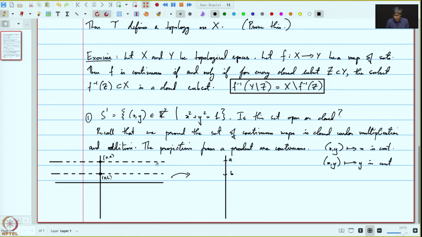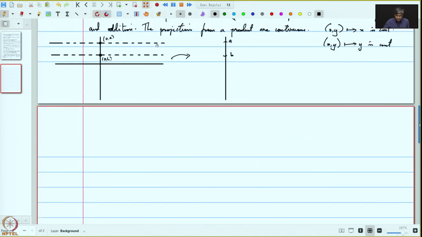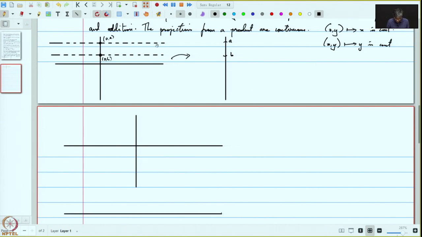Right? This is a picture of the projection onto the y coordinate, and similarly we can make a picture of the projection onto the x coordinate. So here the inverse image of (A, B) will be this open strip. So this point is (A, 0) and this point is (B, 0). Right? And clearly this is also open, because given any point here, we can always find a square.